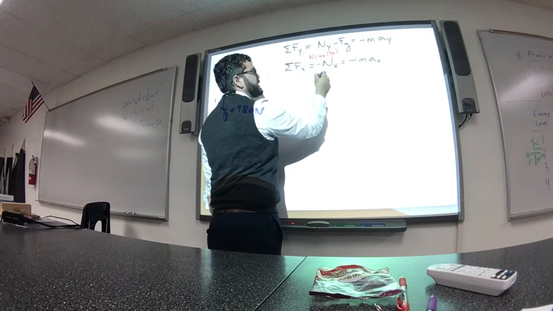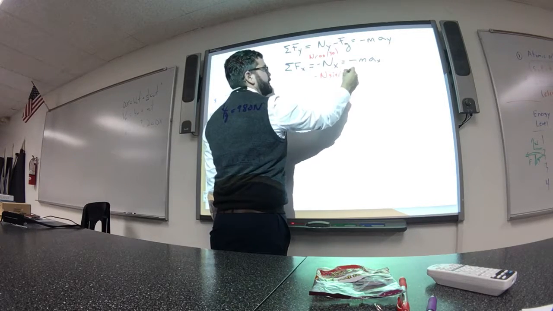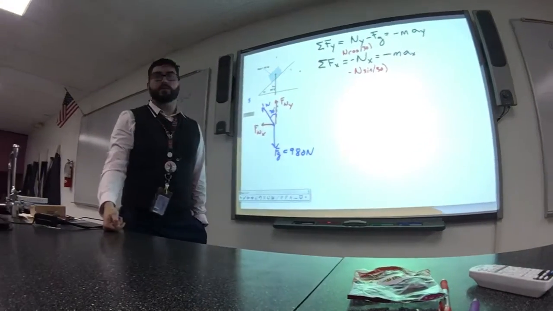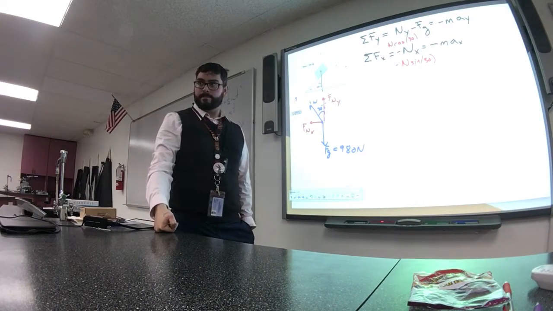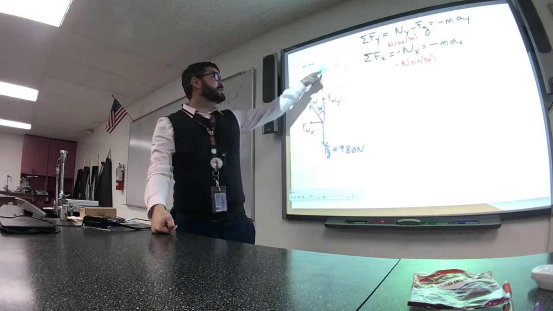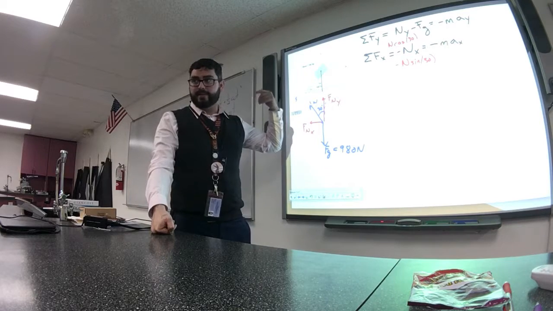And I could rewrite this as n sine of 30. Wait, why? Where do you see your g? Why is it equal to negative m? Well, because I know that this thing is moving down. It's accelerating downwards. Oh, okay. So it should be negative because it's going down.